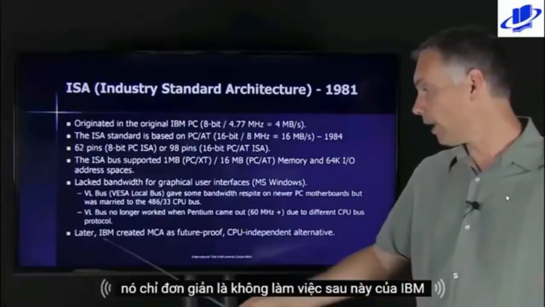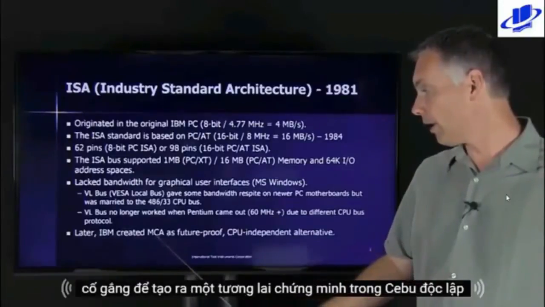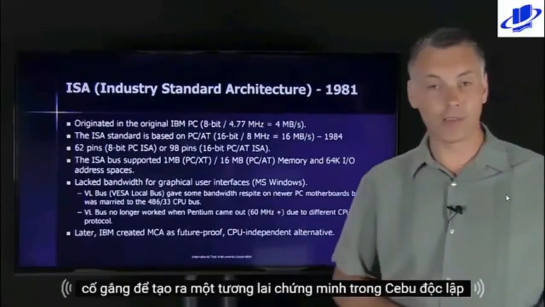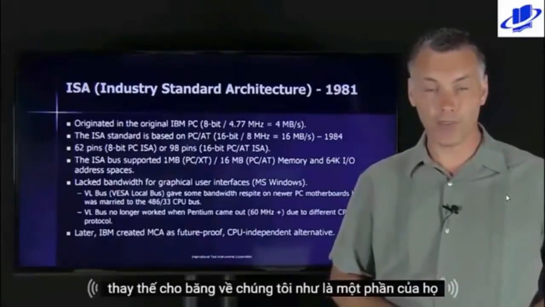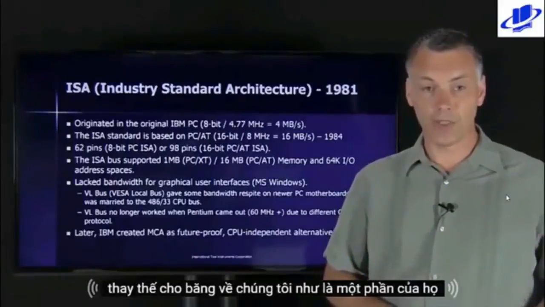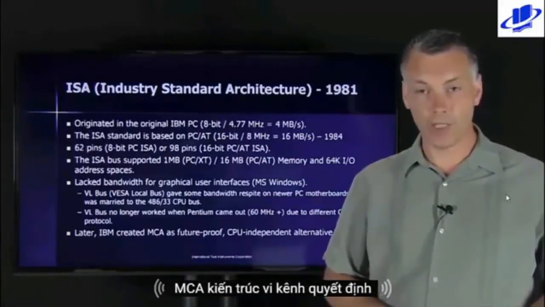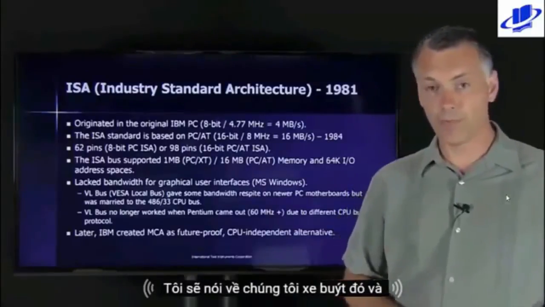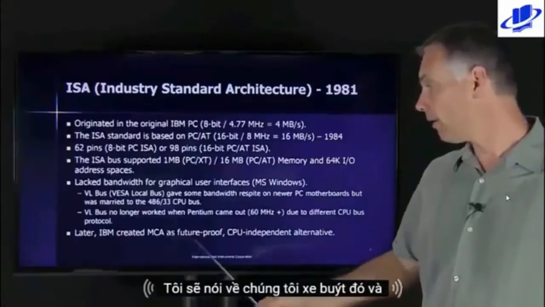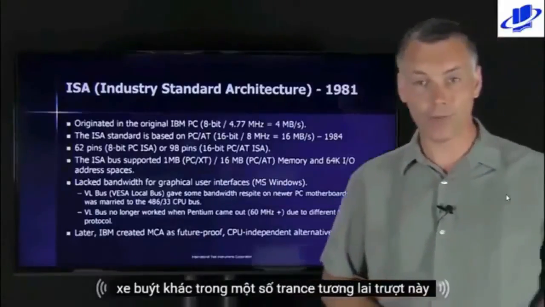Later on, IBM tried to create a future-proof and CPU-independent alternative to the ISA bus as part of their MCA, Micro Channel Architecture, design. And we'll talk about that bus and the VL bus in some future slides.